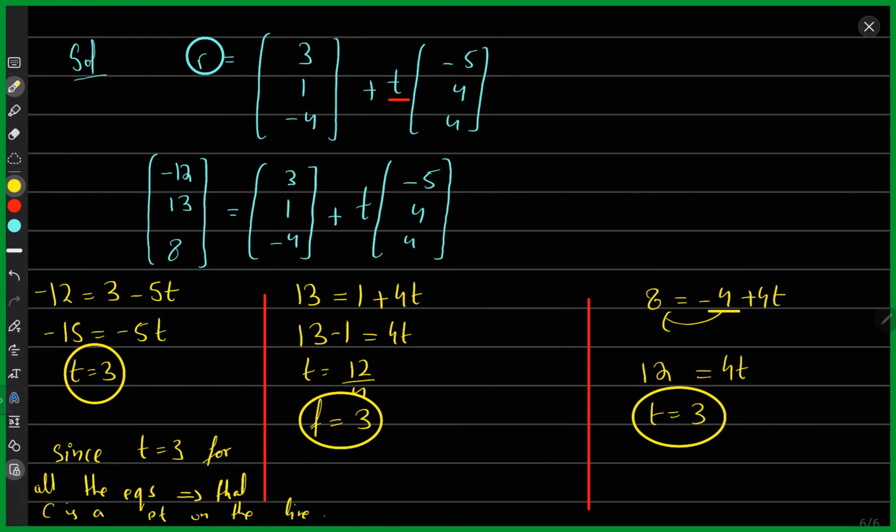This is obviously only for you guys, but just know after simplifying the three equations, if you're getting the same value for t, it means that C is basically a point lying on the line. Also, if any of the values out of these three was different, that would have meant that C is not a point lying on the line. Okay, so obviously you need to make sure that it is correct for both the cases.